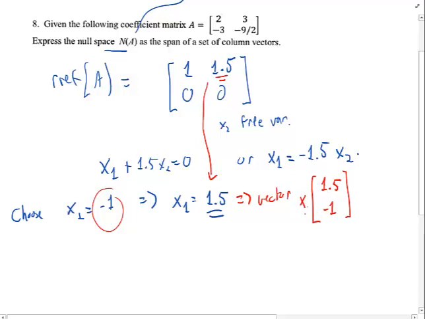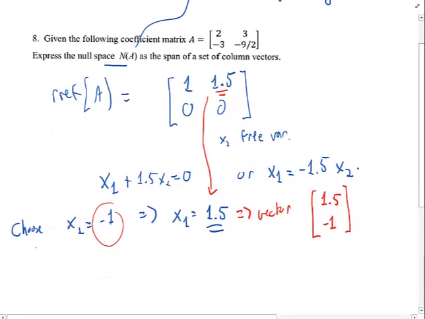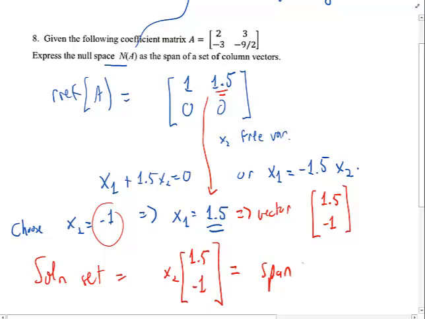Let me just write it down here. Okay, so the solution set is equal to x2 times (1.5, minus 1), and that's the same thing as saying the span of (1.5, minus 1). Okay, so this is my solution.